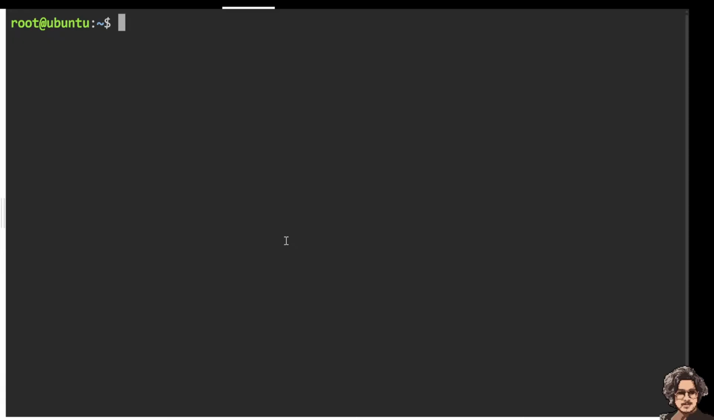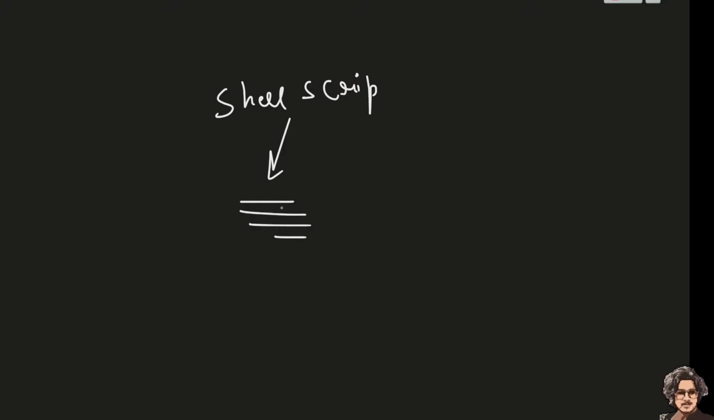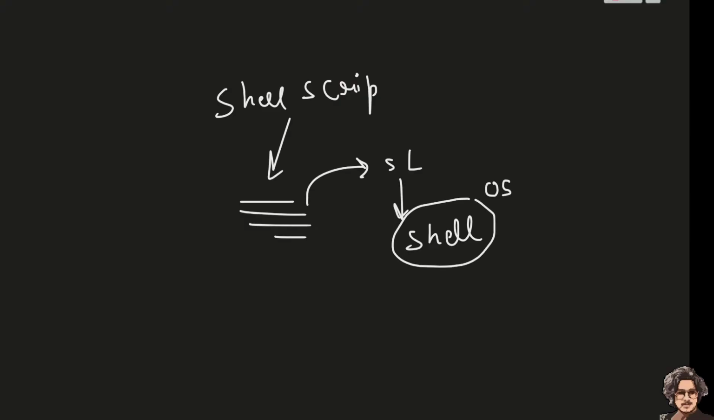First of all, what is a shell script? If anyone asks you what a shell script is and why we use it, we have to be able to explain it. A shell script is a collection of commands in a scripting language that is interpreted by the shell, in an operating system such as Linux, which we are using right now.